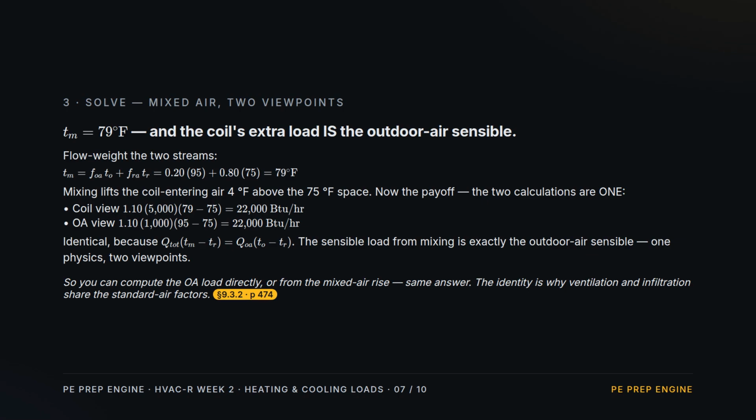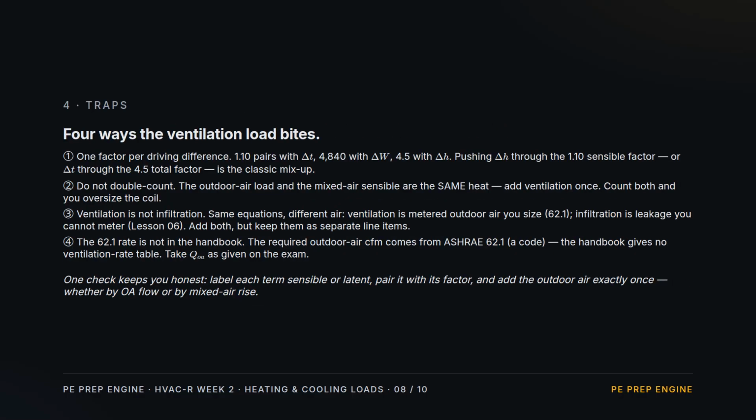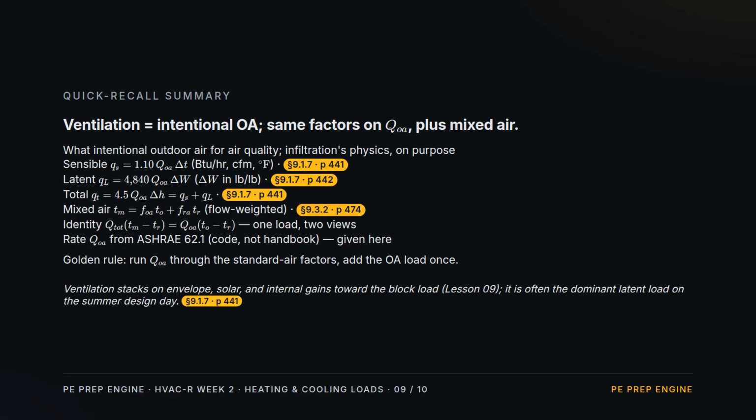1 physics, 2 viewpoints. Traps, 4 ways this bites. 1. Match each factor to its driving difference. 1.1 with temperature, 4,840 with moisture, 4.5 with enthalpy, never crossed. 2. The outdoor air load and the mixed air sensible are the same heat, so count ventilation once or you oversize the coil. 3. Ventilation is not infiltration. Same equations, but one is metered air you size, and the other is leakage you can't. 4. The required outdoor air rate comes from a code, not the handbook, so take it as given, and use 1.1, not 1.08.